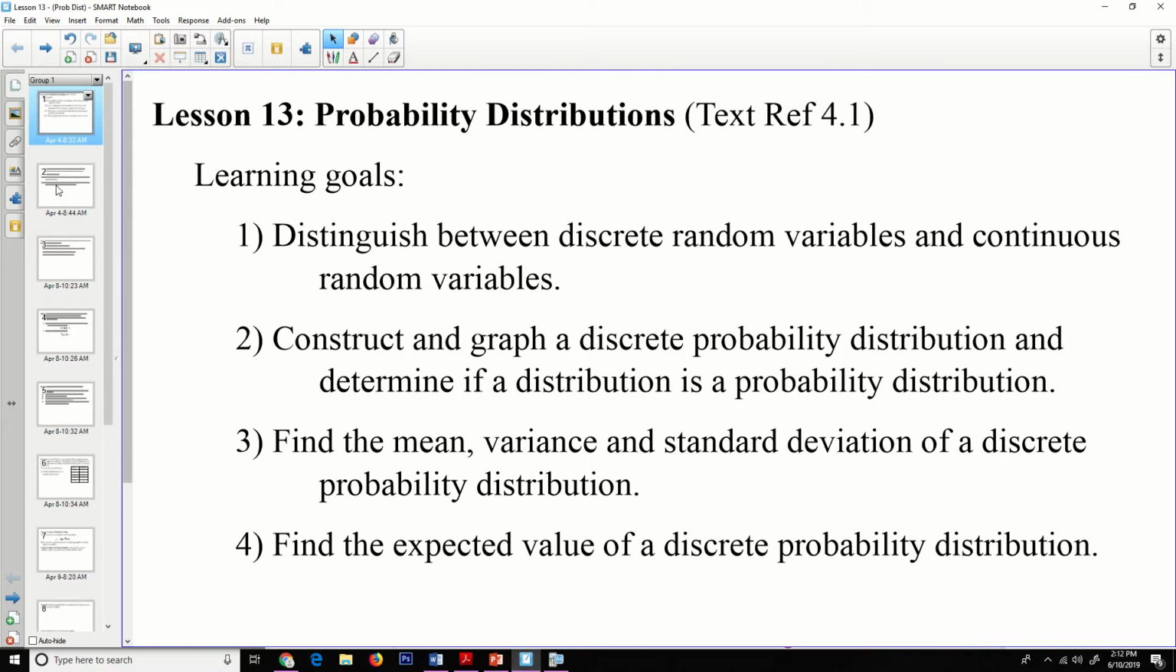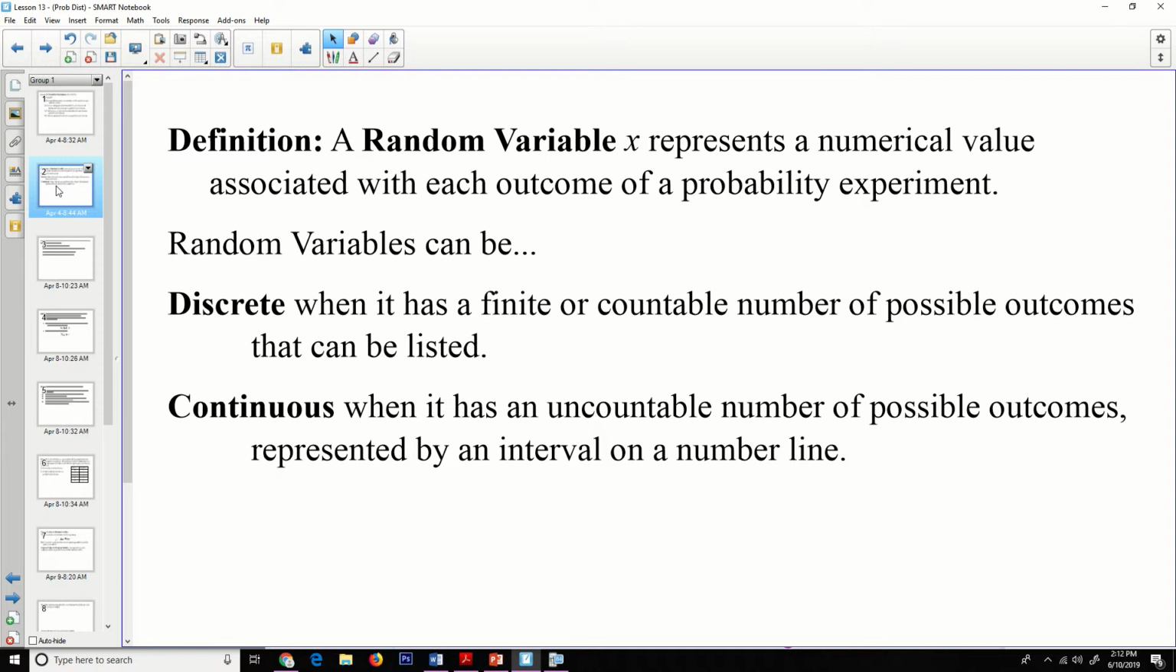So the first thing we need to do is make some definitions. The first one is a random variable. A random variable x represents a numerical value associated with each outcome of a probability experiment. Random variables can be either discrete, when it has a finite or countable number of possible outcomes that can be listed. It is continuous when it has an uncountable number of possible outcomes that have to be represented on an interval in a number line.